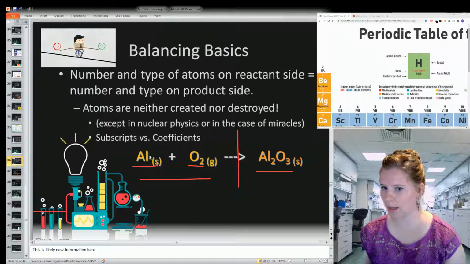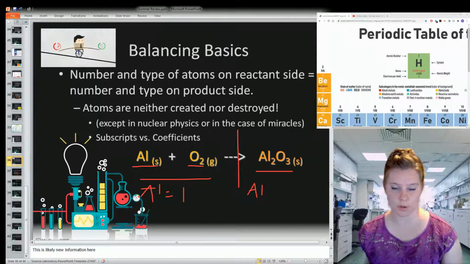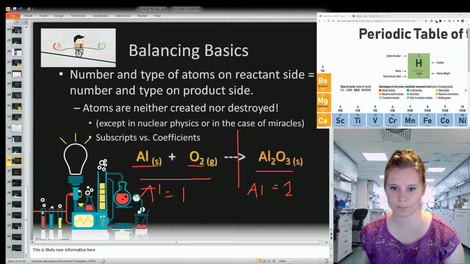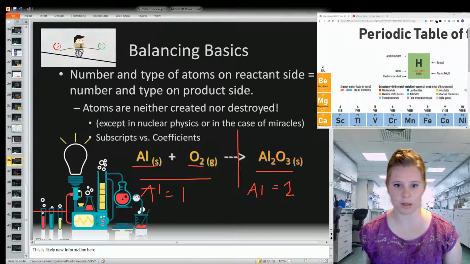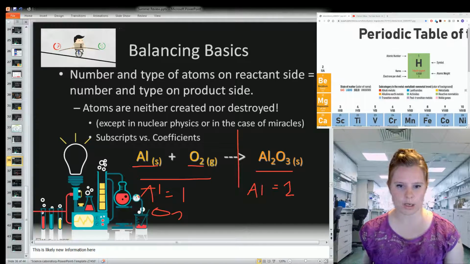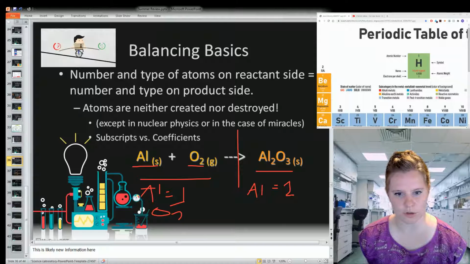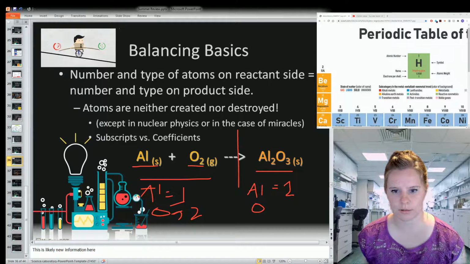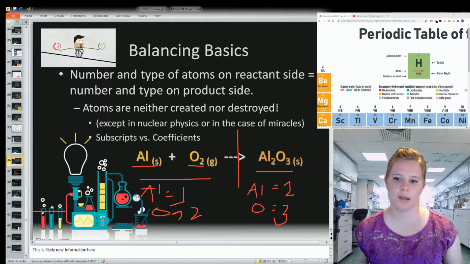So if you look here on the left side of my arrow, if you count the number of aluminum, we only have 1 aluminum. Over here, remember this subscript means that there's 2 of these. We have 2 aluminum. That is not balanced. They're not equal. And oxygen is the same. So we have O2, but you're just going to do the oxygen atom. There are 2, okay? On this side for oxygen, there are 3. And so we're going to have to make this equal.